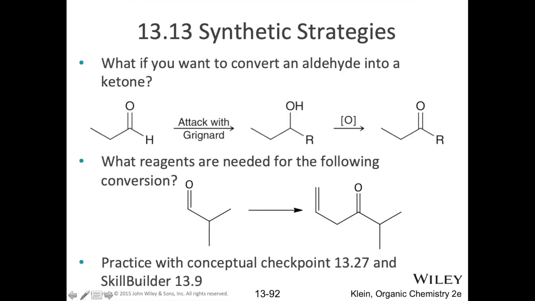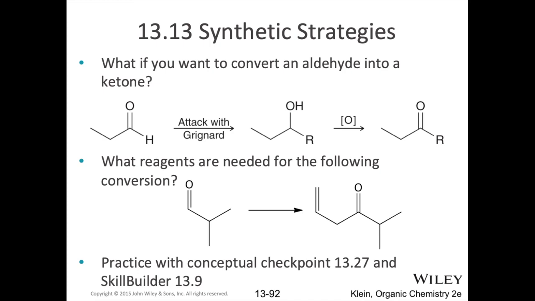Okay, so what if you want to convert an aldehyde into a ketone? Well, we've seen that we can make a secondary alcohol with a Grignard reagent, right? So we start off with our aldehyde, use a Grignard reagent, we make the alcohol. Well, we can then oxidize that back into a ketone, or back into a carbonyl, and now since we've got an extra alkyl group, this is a ketone instead of this aldehyde. Okay, so have a look here. Try and see if you can figure out how you can do this conversion.